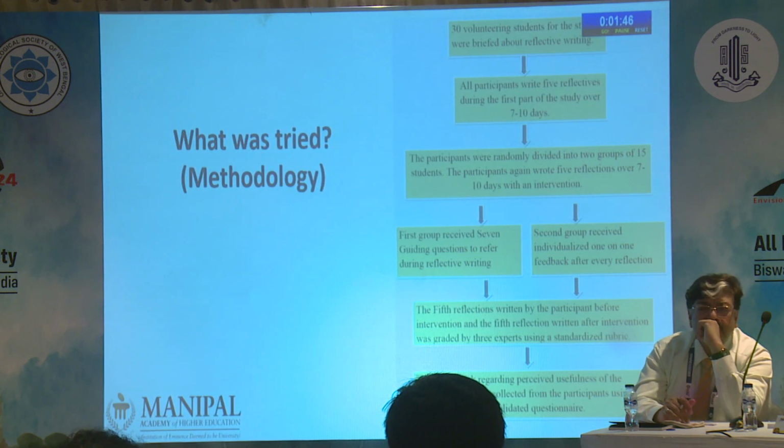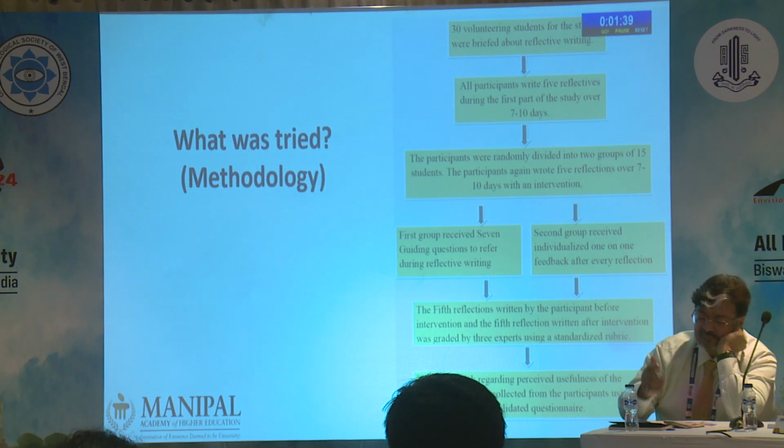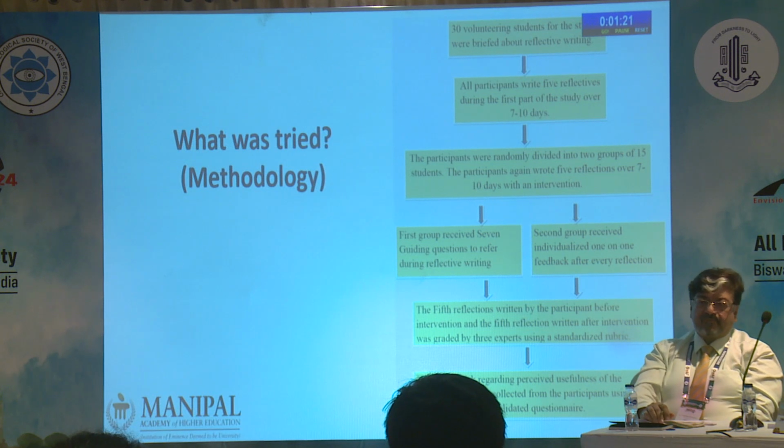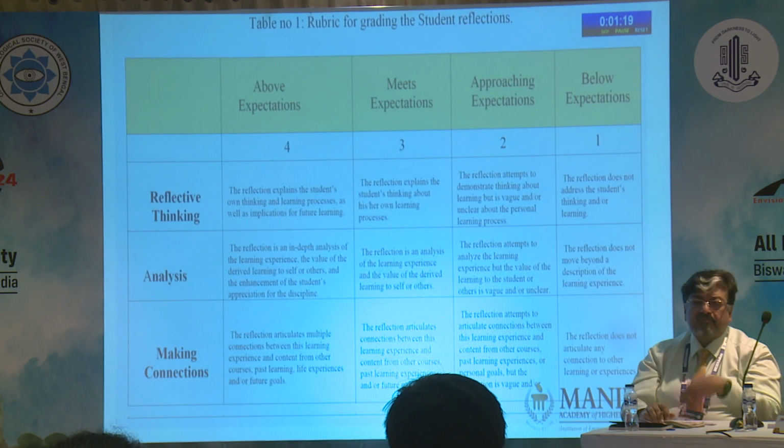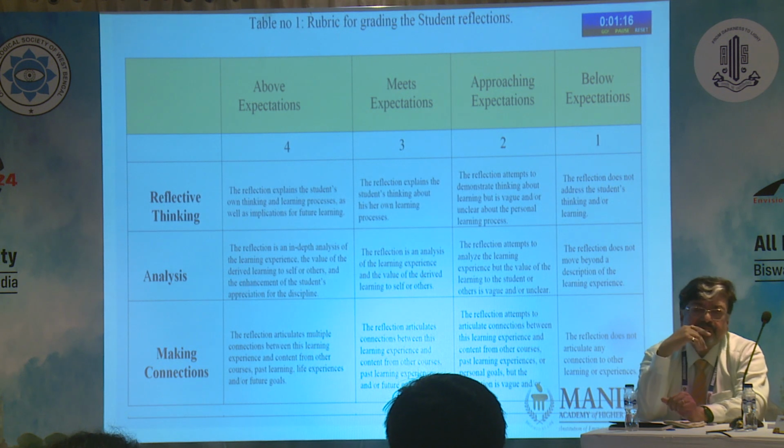So 30 student volunteers during their ophthalmology clinical postings were made to write 5 reflectives during the first part of the study, the first 10 days. After that, they were randomly divided into 2 groups. One group was given guiding questions, the other group was given feedback by an expert. They were again made to write 5 reflectives. The fifth reflective before and after intervention was compared using a standardized rubric, taken from an already used study.